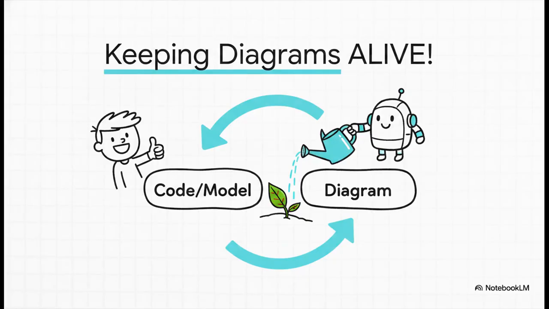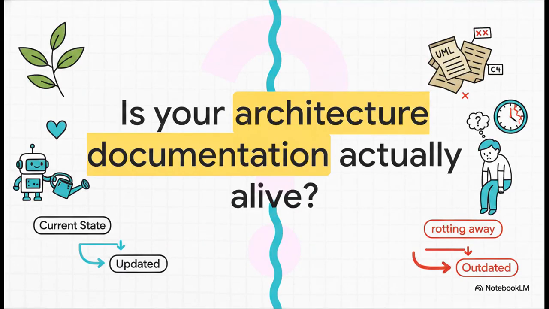The secret weapon here? Model-based tools sync directly with your code, keeping these diagrams constantly updated and fresh. Which leaves us with one critical question to wrap up. Is your architecture documentation actually alive or rotting away?